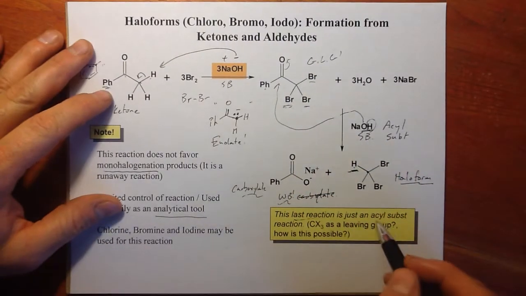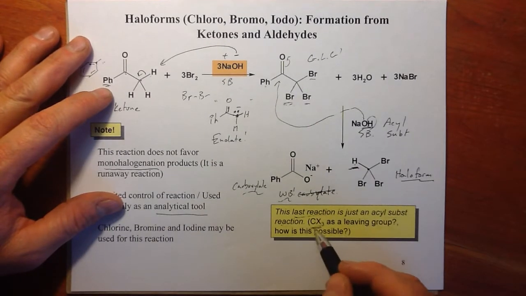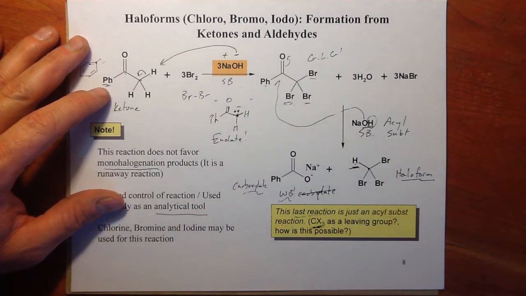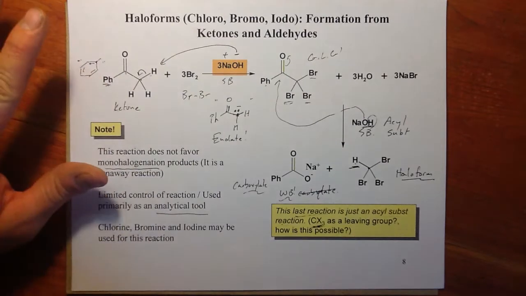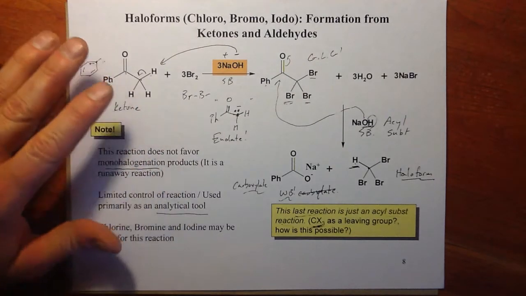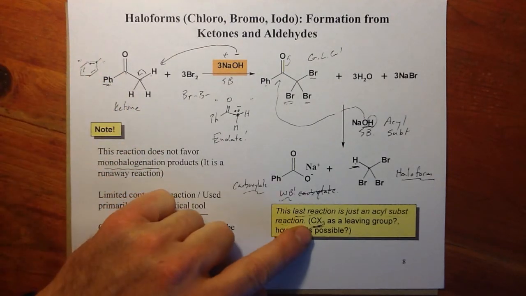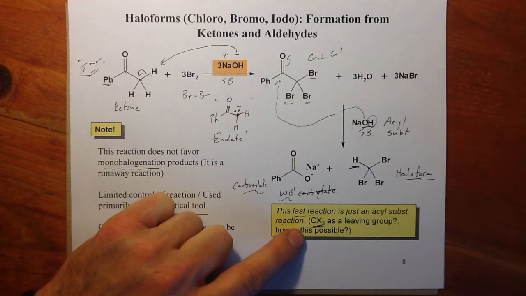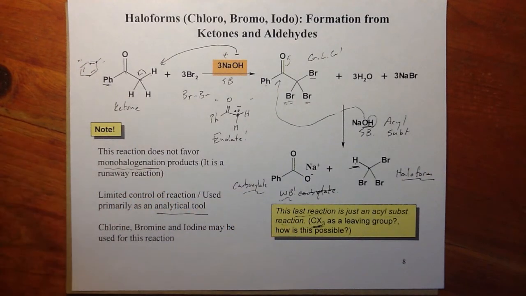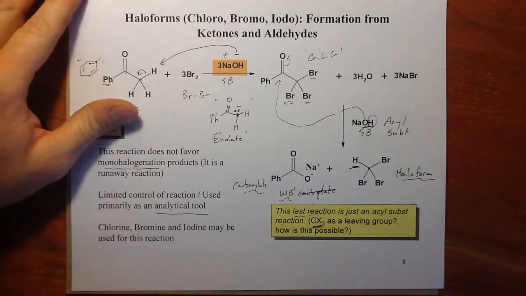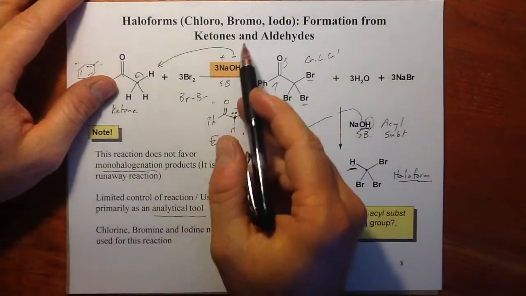This last reaction is just an acyl substitution reaction where we can kick off a methyl group that's been replaced with all its alpha protons with bromine, chlorine, or iodine as a leaving group. We can test for methyl groups off of carbonyls. Alright, that's it for the attack of chlorine, bromine, or iodine.